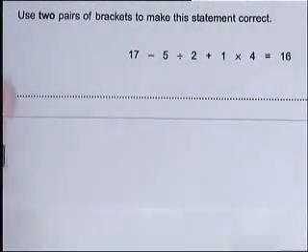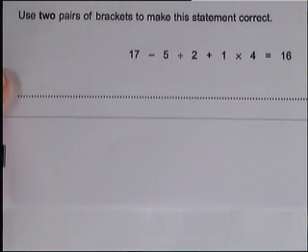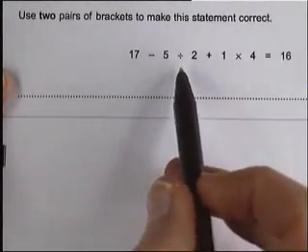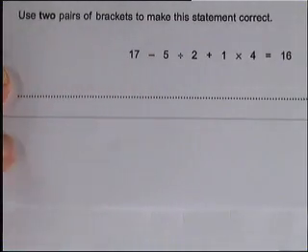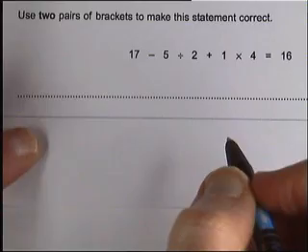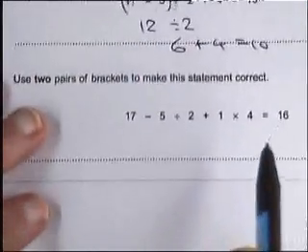On part C, we've got to use 2 pairs of brackets to make it correct. Again, it's the same set of numbers. If you're going to put brackets in, you don't usually put brackets in around the dividing or the timesing, because normally they are done first anyway. So a good place to start is always with adding and taking away. We look back to the last question, we put our brackets around the taking away.